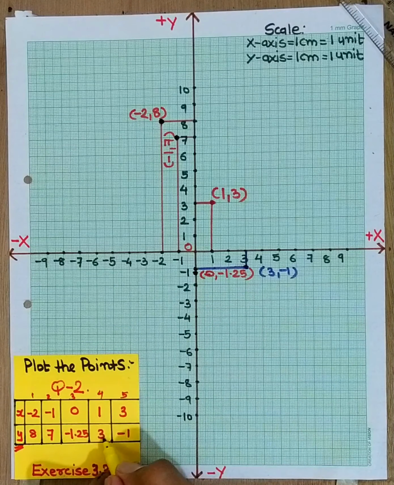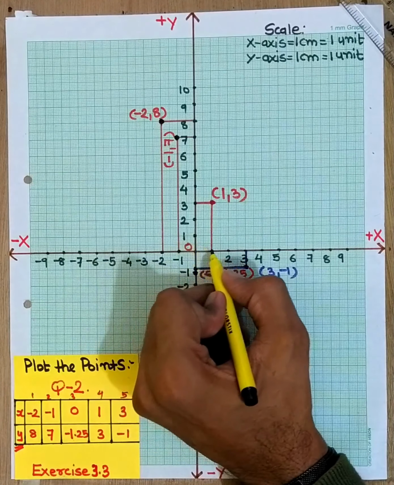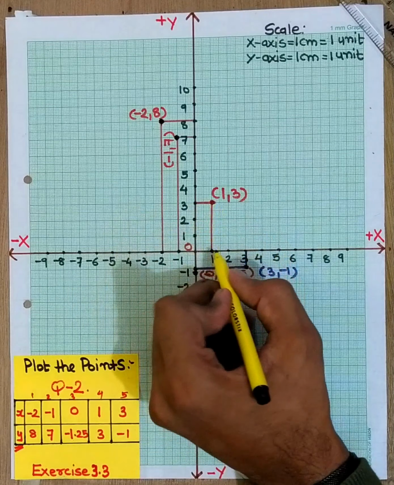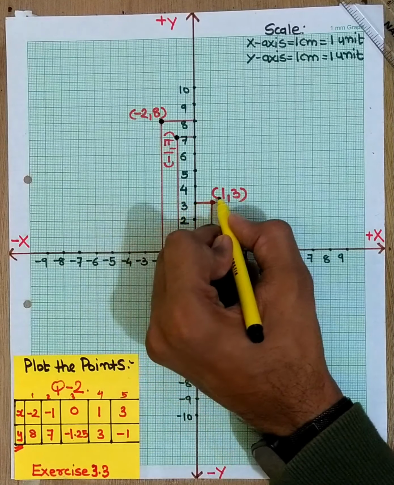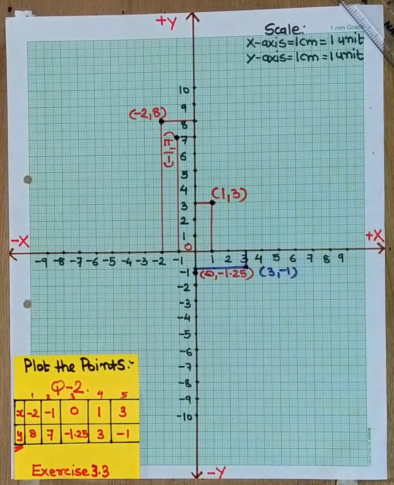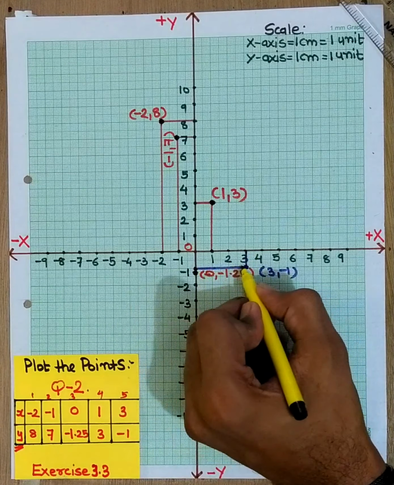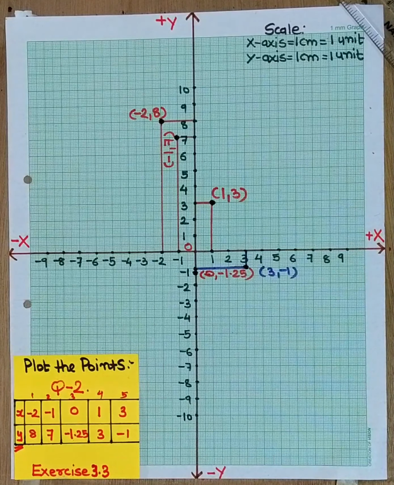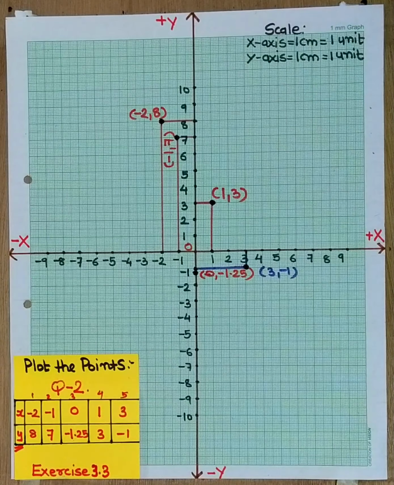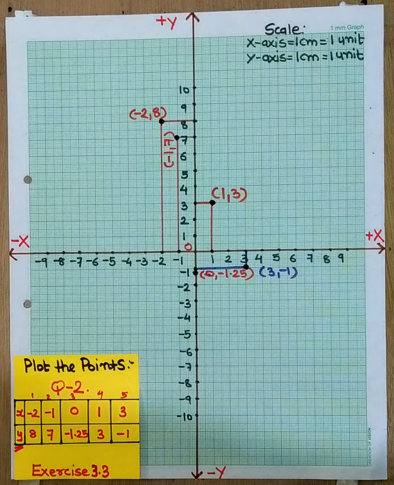The fourth point 1, 3 will lie over here, 1 and 3. So 1 from x coordinate, 3 from y coordinate, the point lies over here. And the last one, 3, -1, 3 and -1, the point lies here. So this is all about exercise 3.3. Hope you have seen the video properly and carefully and you got all the points. Thank you. That's it for today.